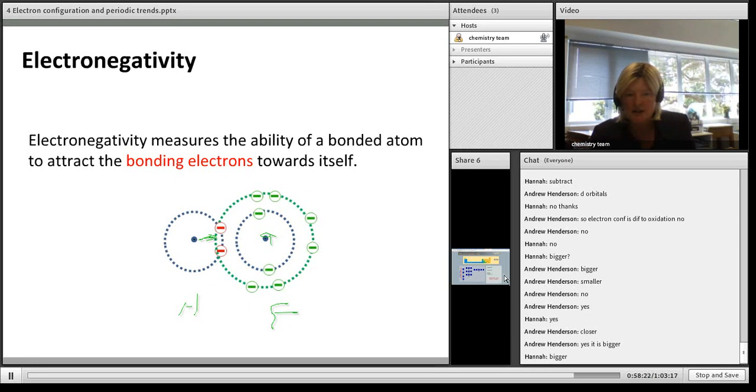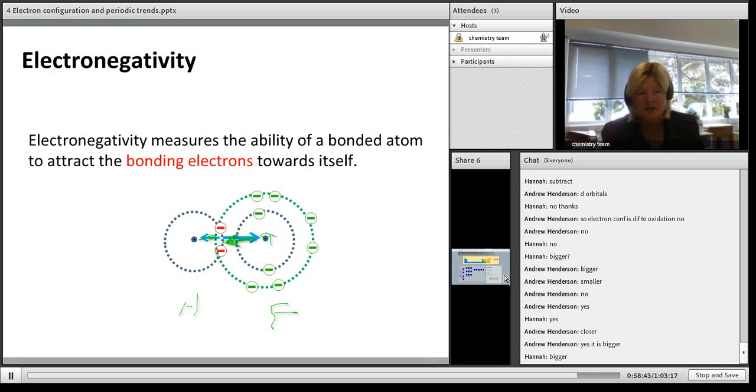even though it's got those bonding electrons further away. Those 9 protons still count, so its attraction is much stronger. Fluorine is the strongest, or has the highest electronegativity.